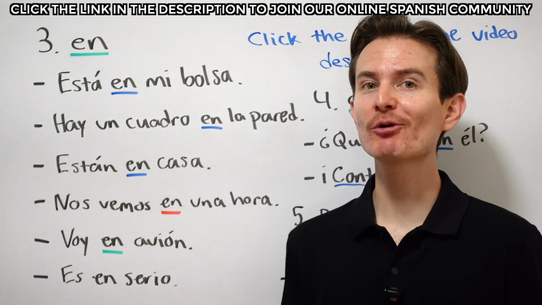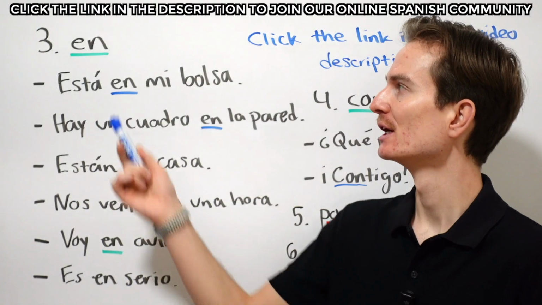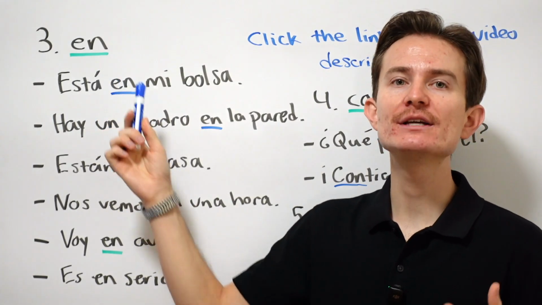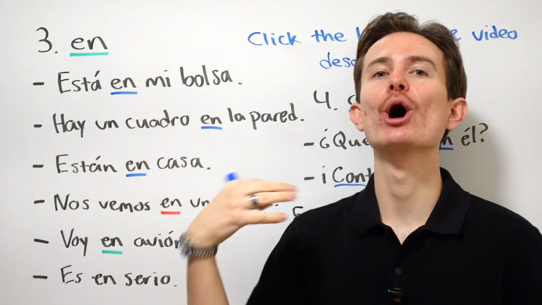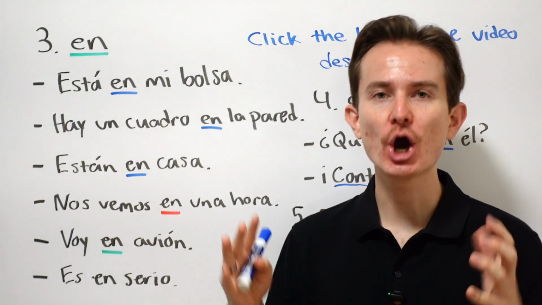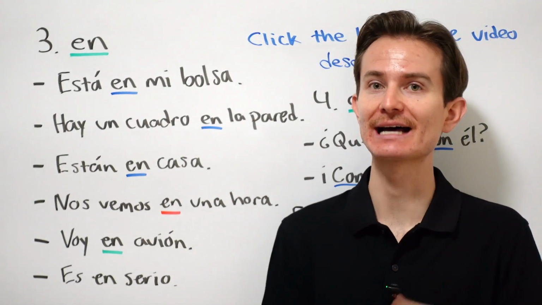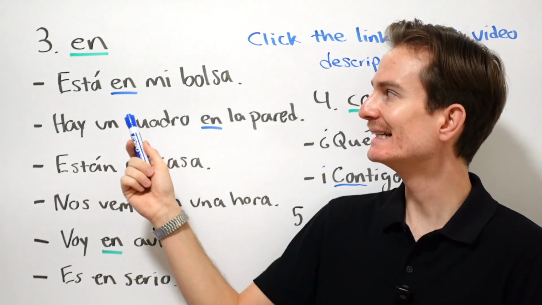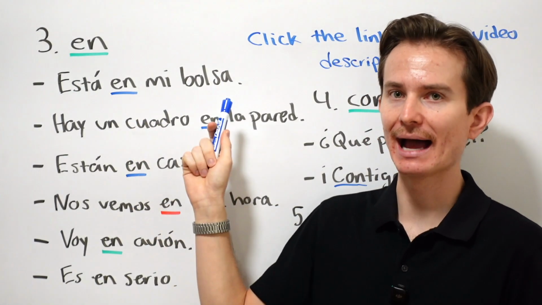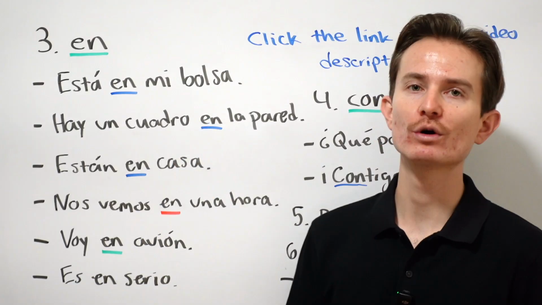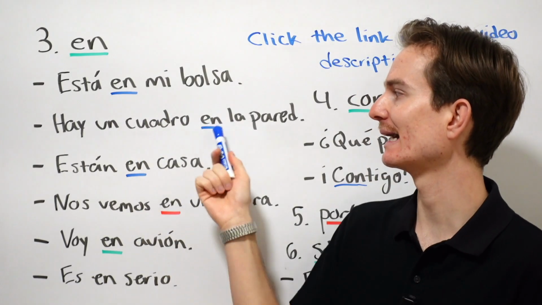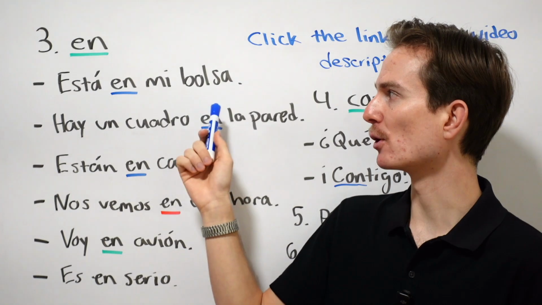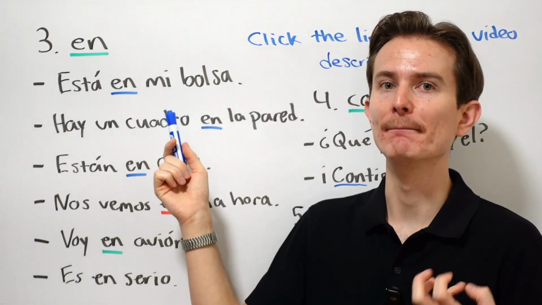All right, let's look at some more common prepositions in Spanish. Número 3, en. Now, en almost always means in or on, okay? Context is king in Spanish. Remember that. It's very important, okay? Está en mi bolsa. It is in my bag. The ones here in blue, we're talking about location. So en, these are all for location, okay? Está en mi bolsa. It is in my bag.